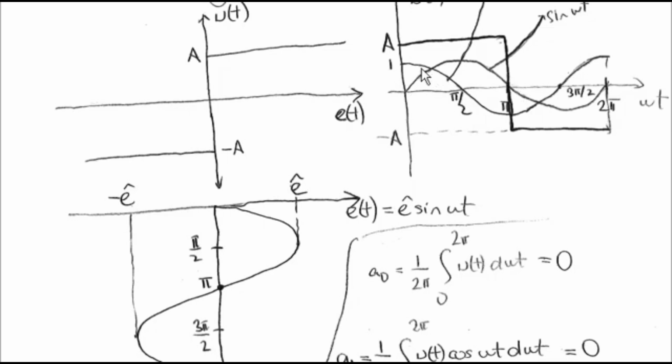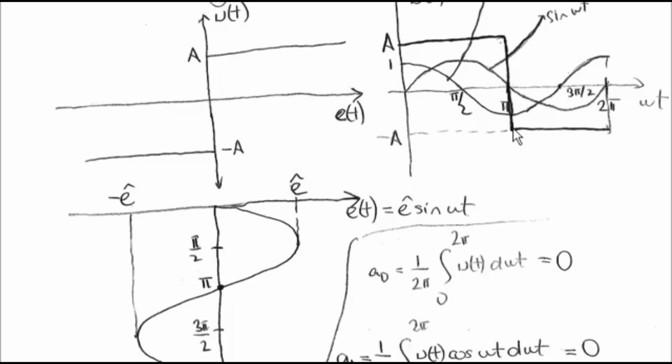So for each positive value of the multiplication, I will have a negative value of the multiplication, which is going to make the integral cancel. The values of the integral from 0 to pi over 2 and from pi over 2 to pi are going to cancel each other out. So therefore, the integral from 0 to pi of this multiplication of u of t and cosine will be equal to 0. The similar thing is going to be correct for the integral between pi and 2 pi.